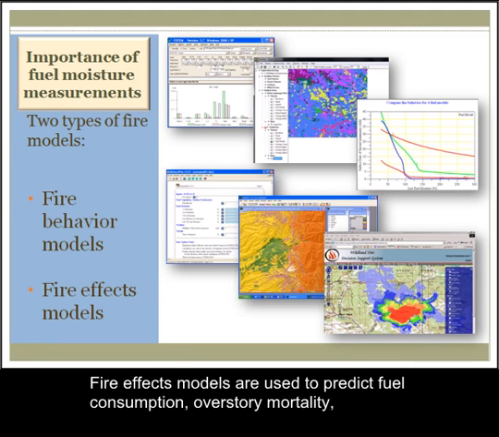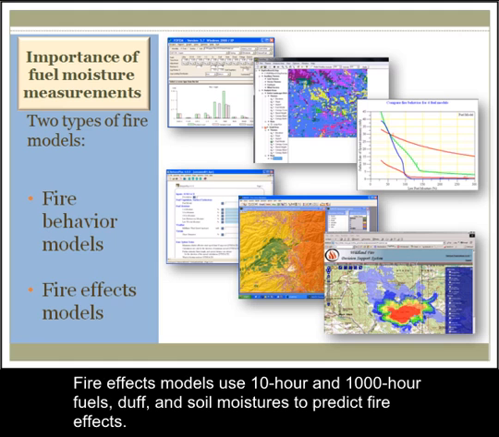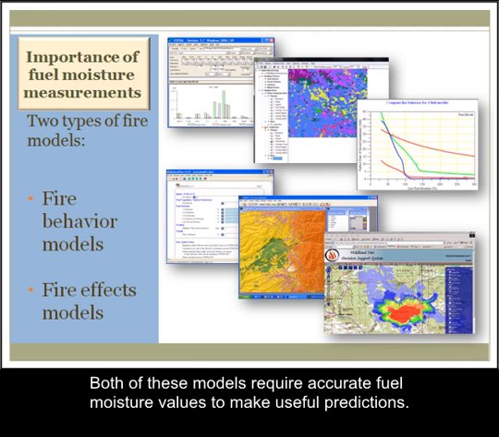Fire effects models are used to predict fuel consumption, overstory mortality, smoke production, soil heating, and other fire effects. Fire effects models use 10-hour and 1,000-hour fuels, DUF, and soil moistures to predict fire effects. Both of these models require accurate fuel moisture values to make useful predictions.